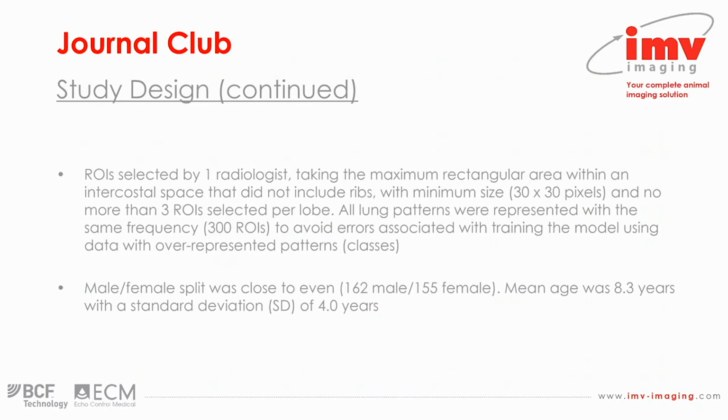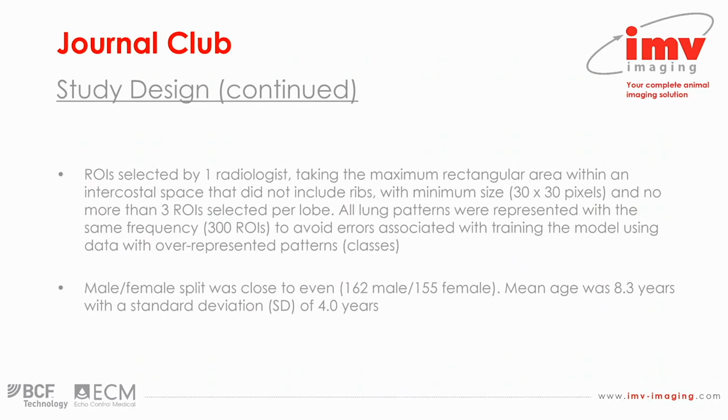On each of these radiographs, the regions of interest to be used for the machine learning algorithm were picked by just one of the authors, one of the radiologists, and were selected by taking the maximum rectangular area they could within an intercostal space that did not include any rib tissue, with a minimum size of 30 by 30 pixels. In addition, no more than 3 regions of interest were selected per lobe, so that there wasn't over-representation of a particular pattern. Also, all of the categories of lung patterns, those 4 classes we discussed a second ago, were represented with the same frequency.